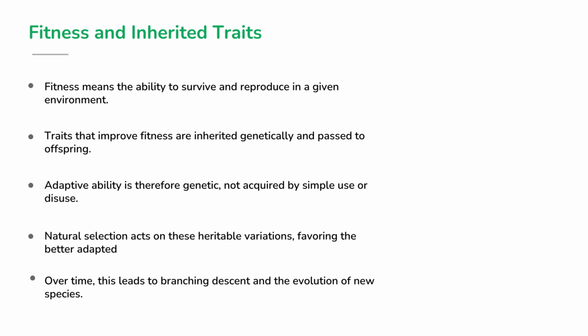Fitness simply means the ability to survive and reproduce successfully. Traits that improve survival are encoded in genes and passed down to the next generation. For instance, a moth with a color that camouflages it from predators is more likely to survive and reproduce. But here's the key: adaptive ability is genetic. It cannot be acquired by simple practice or use. Natural selection acts only on heritable variations. Over time, these variations accumulate, leading to branching descent, the splitting of one species into many.